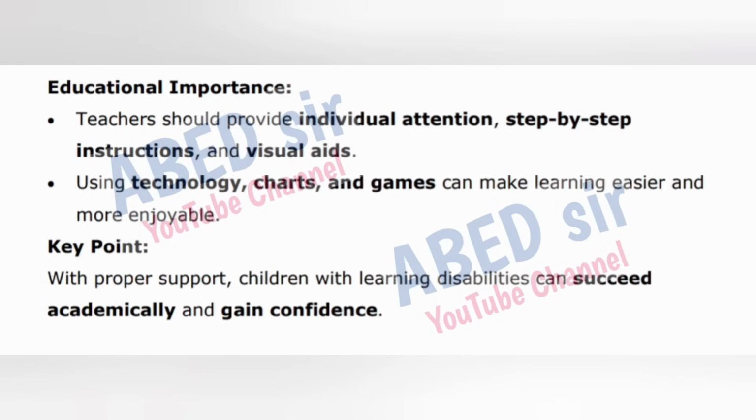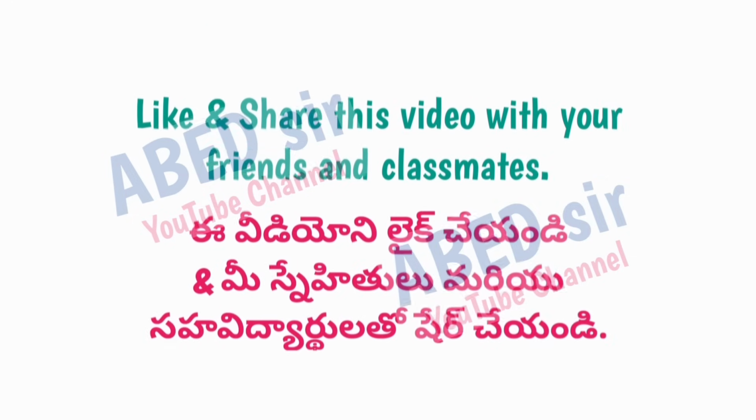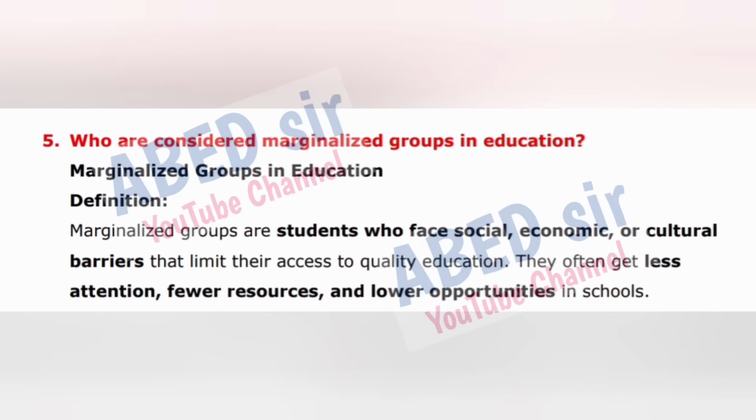Using technology, charts, and games can make learning easier and more enjoyable. Key point. With proper support, children with learning disabilities can succeed academically and gain confidence. Next important short question is: 5. Who are considered marginalized groups in education? Marginalized groups in education. Definition. Marginalized groups are students who face social, economic, or cultural barriers that limit their access to quality education.